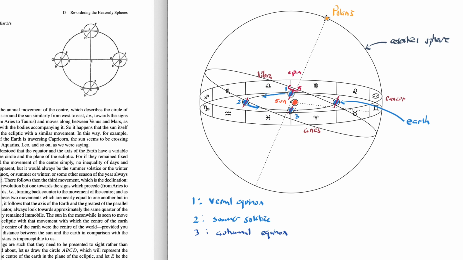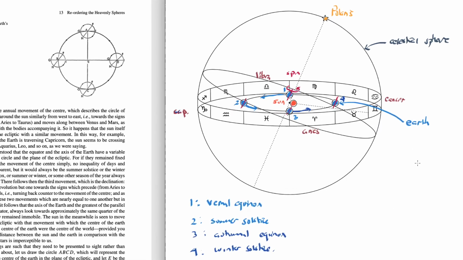And finally, as the Earth moves from position 3 over to position 4, then when one looks over at the sun, it will have been going from Sagittarius into Capricorn. So I'll write Capricorn over here. Capricorn. And that, as you might imagine, would be the winter solstice.